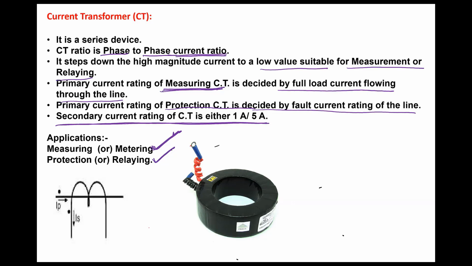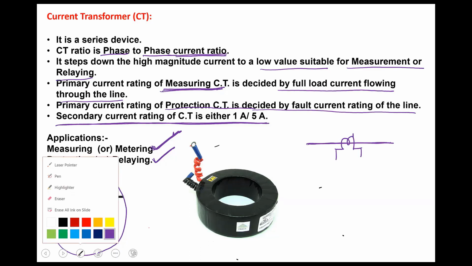The symbol that we use for CT is this one. IP is the primary current, or the main current that is flowing through the line, and then CT will step down this primary current into secondary current IS. Understand? Usually CT will be like this. This is how we define it.